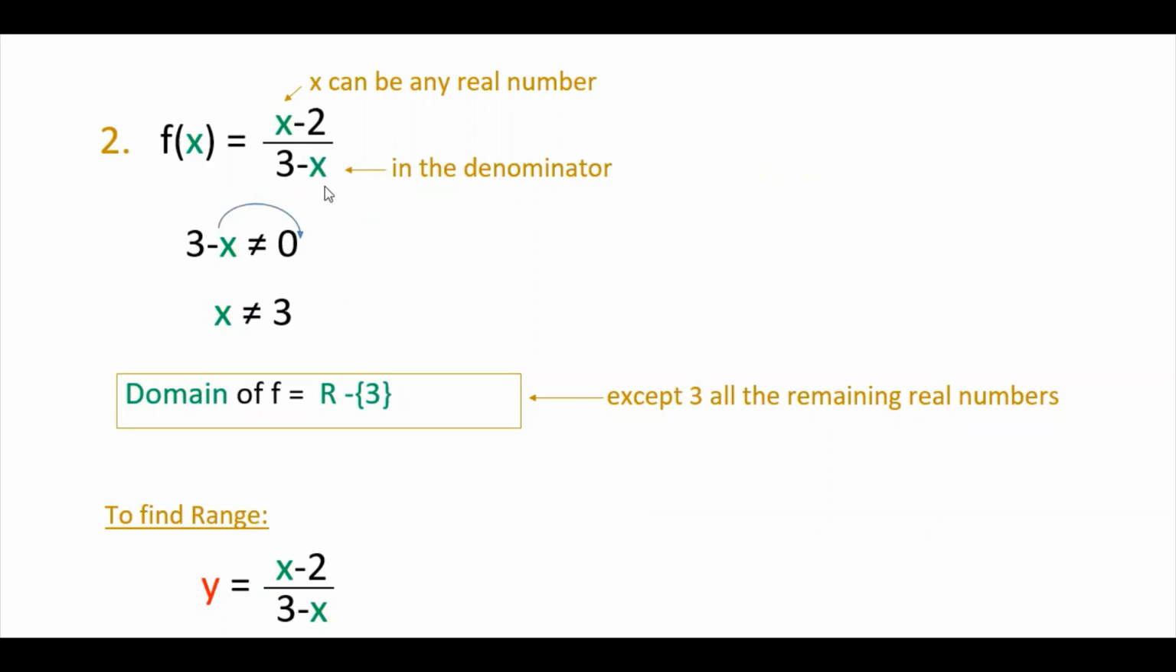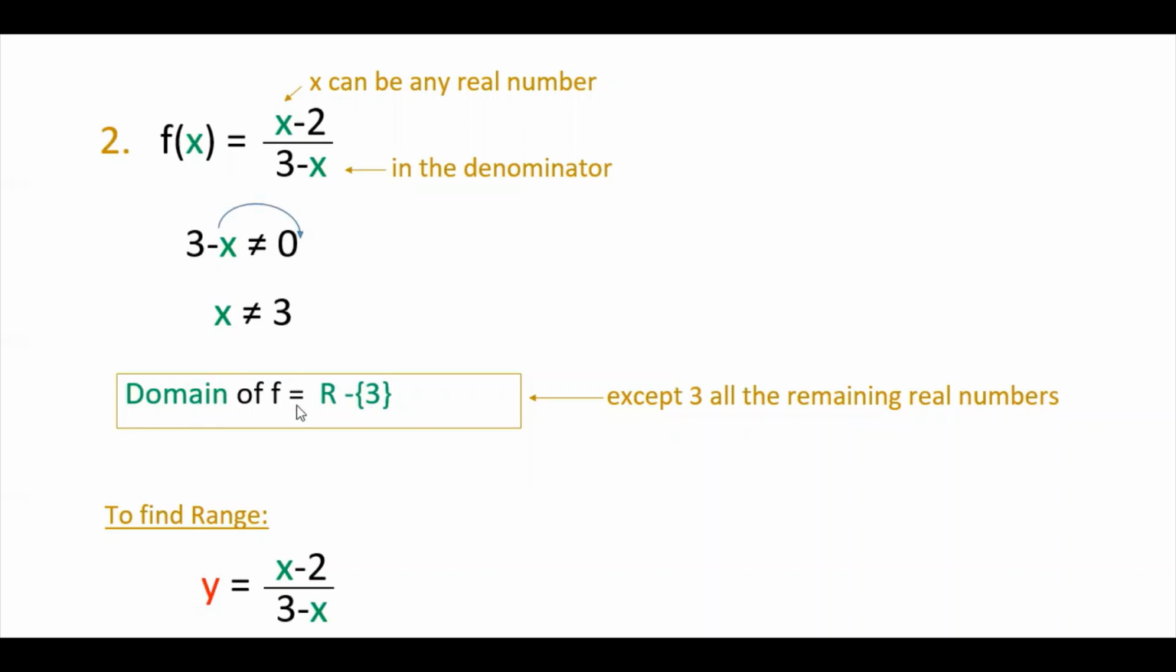In the denominator, we know that it should not be 0 because 1 by 0 is undefined. So it should not be 0. So here 3 minus x is not equal to 0. This expression should not be 0. Therefore, x is not equal to 3. Because if you apply the value 3 here, then 3 minus 3 will become 0. So the denominator is 0, so it is not defined. So x should not be 3.